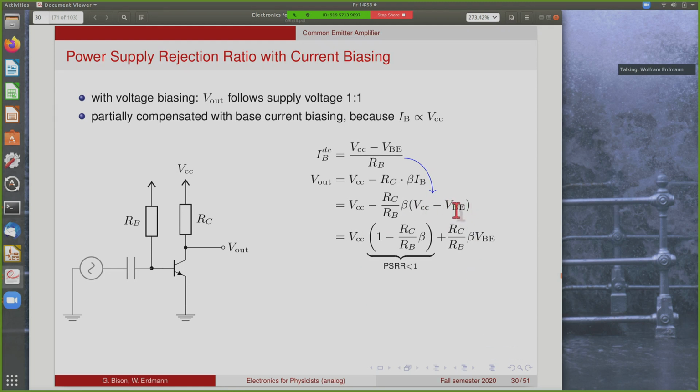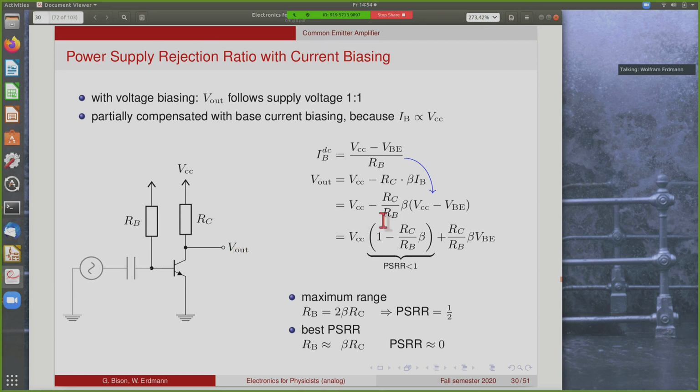And we can separate the terms that are proportional to VCC and the term that is proportional to the input voltage. And now we have VCC is multiplied by, instead of 1, it's multiplied by 1 minus RC over RB times beta. This is called the power supply rejection ratio because it says how much, when this factor is less than 1, how much changes of the input are suppressed in the output, which is of course desired. If you have an amplifier, you don't want the output to depend very strongly on the supply voltage.